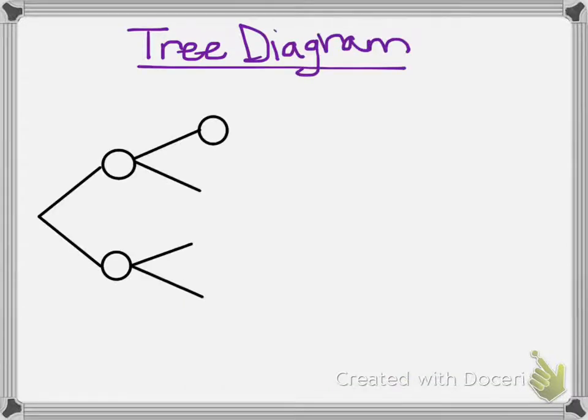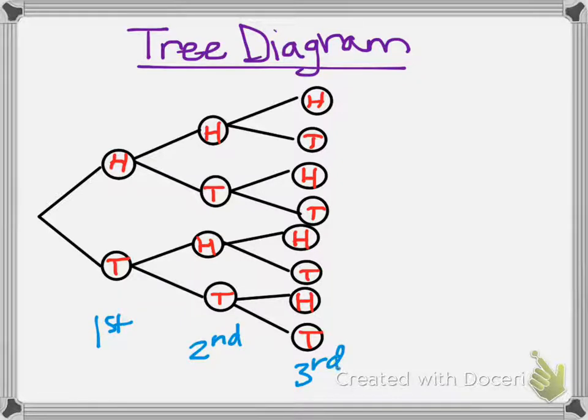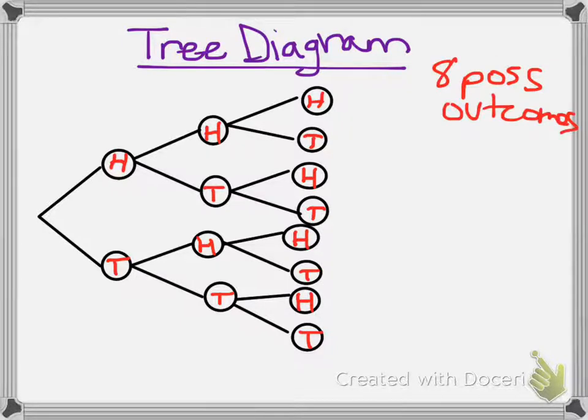Okay, so now we're going to talk about tree diagrams. Tree diagrams are really helpful when we are talking about coin tosses and when we're talking about independent events. So you can fill out, this is for tossing a coin 3 times. So you can see here's the first time, here's the second, and here's the third. Okay, so you can see that there are 8 possible outcomes.